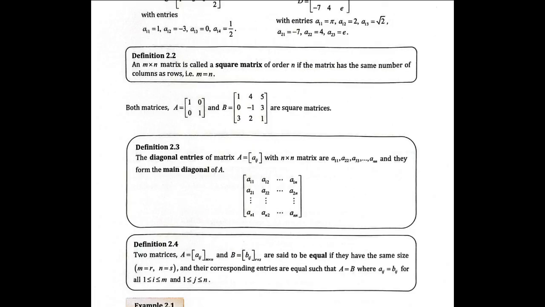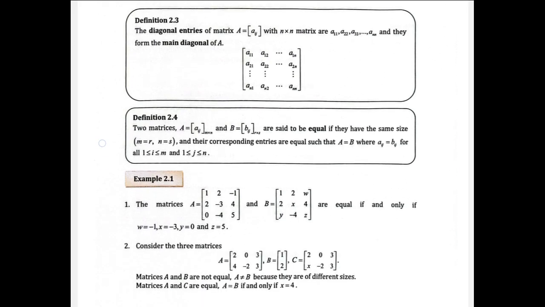In a square matrix, the main diagonal runs from the top left to the bottom right. These diagonal entries are a11, a22, until ann. These diagonal entries are very important for many matrix operations later.